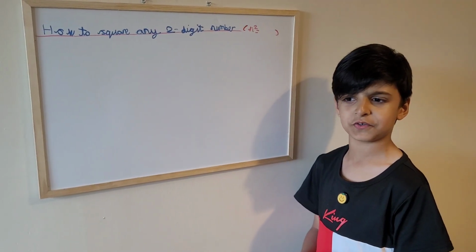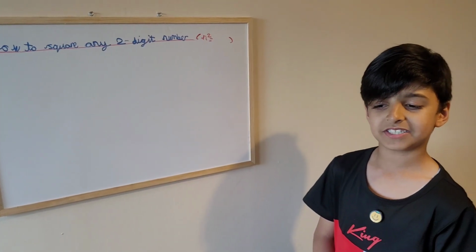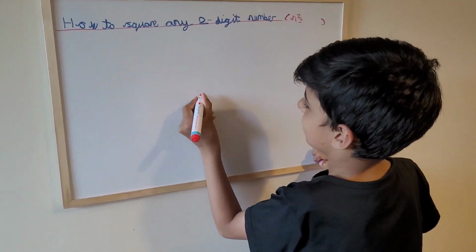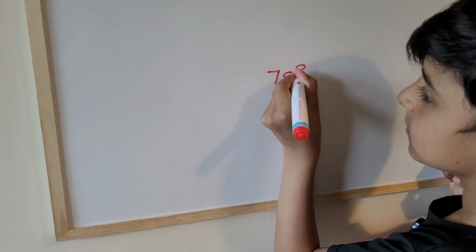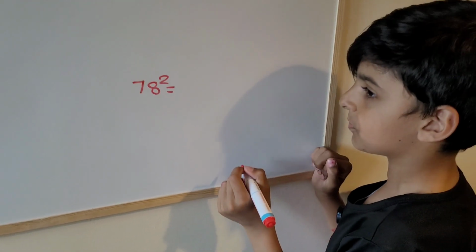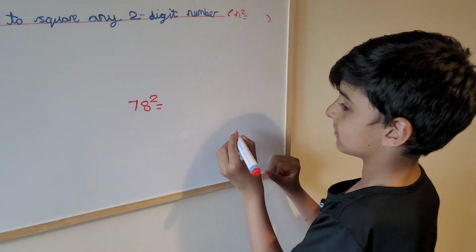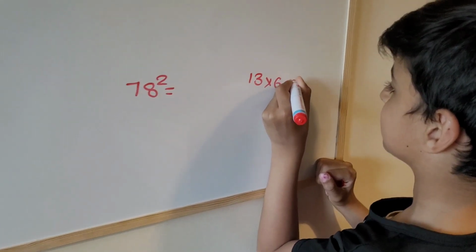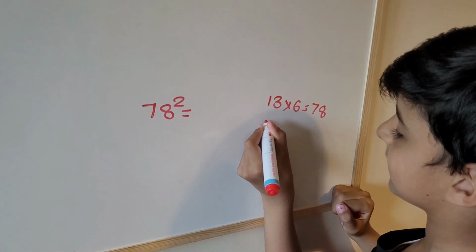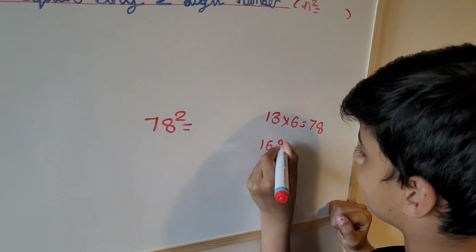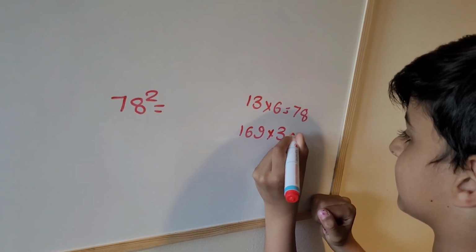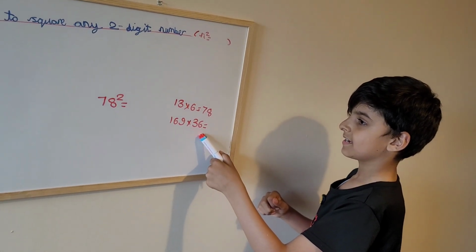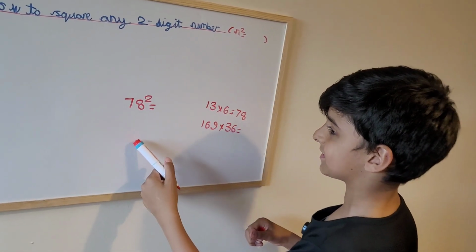Now let me show you another example which is greater than 50, but less than 80. It is 78 squared. You can use multiplication to help you. If you are very stuck about this trick, you can do 13 times 6 equals 78. You can do 13 squared, which is 169, times 6 squared, which is 36. That is also the answer to the same thing as 78 squared.